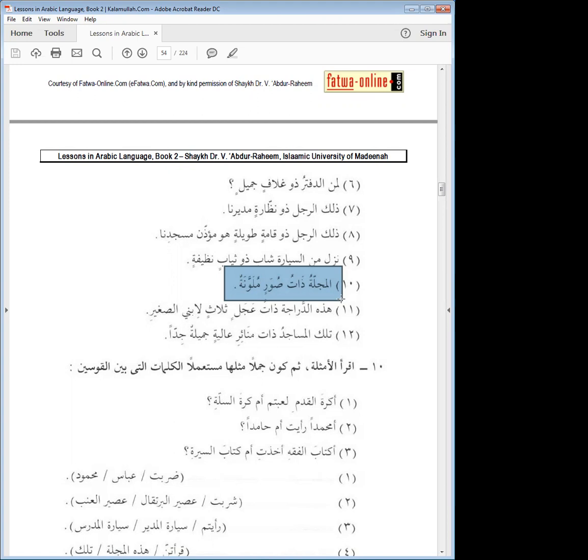Sheikh, how come mulawwanatun is not jarr? Right. In this case, it's supposed to have the kasra, it's supposed to be jarr. Yeah, yeah, it's supposed to be jarr.